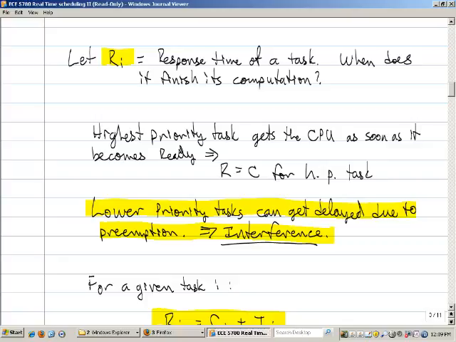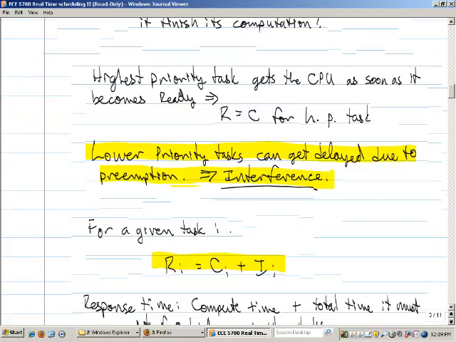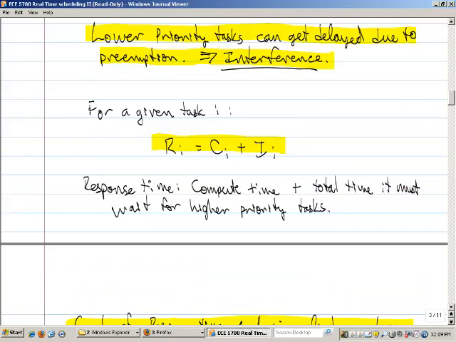So in the response time analysis, we calculate for each process how much is the compute time and how much is the interference. So for process i, its response time Ri will be Ci, that is its compute time, and Ii, which will be its interference because of any higher priority process.